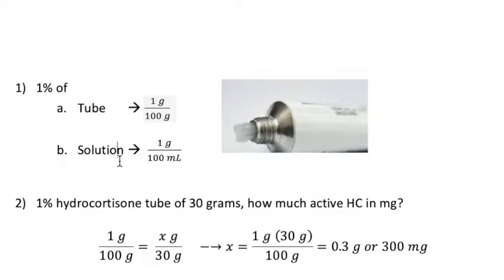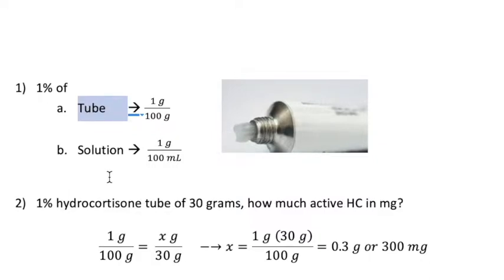So the first rule that I want you to be familiar with is the percentage. I can tell you I have 1% of this cream in a tube, or I can tell you I have 1% of some sort of a solution in a syringe that I want to inject you with. Well, you need to understand if there's a percentage on it, what does that mean? Okay, if I have 1% of some sort of a tube or a cream, let's say, it means I have 1 gram over 100 grams of that tube. It's the active ingredient, okay?